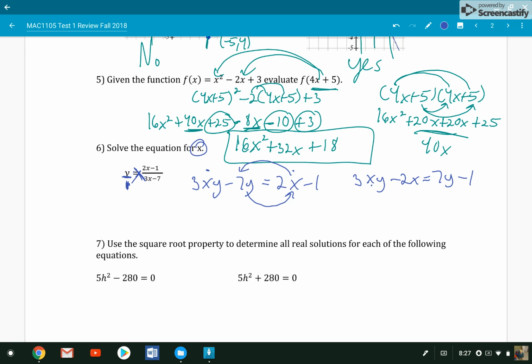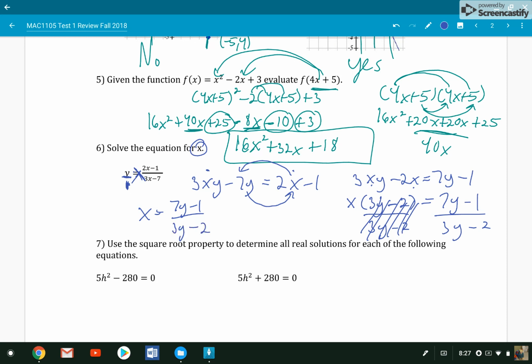But now that these x's are together on the same side, I can take out an x as a GCF. When I take the x out of 3xy, I'm left with 3y. When I take the x from the 2x, I'm just left with a 2, still equal to 7y minus 1. So I've gone from those two x's down to 1x, and I can solve this. I can get the x by itself by dividing both sides by 3y minus 2. Those eliminate, and there's my solution. I can say x is equal to 7y minus 1 on the top, 3y minus 2 on the bottom.